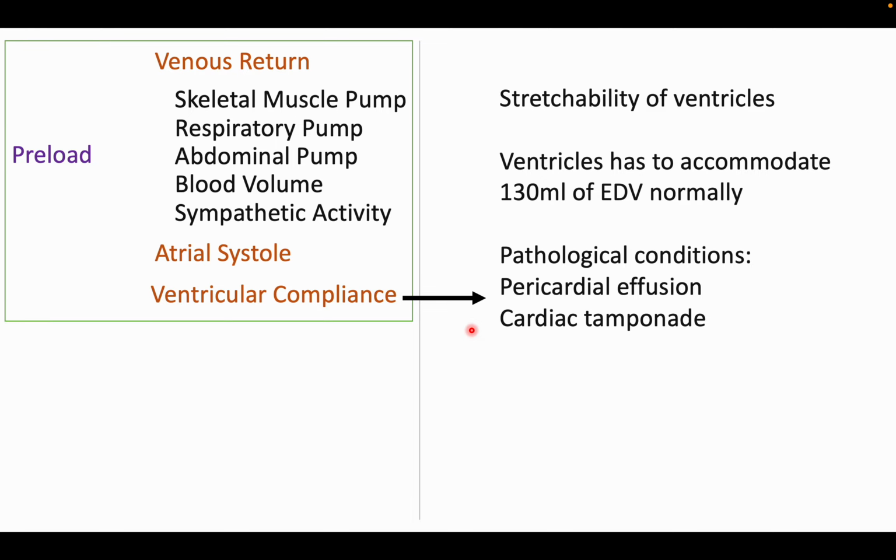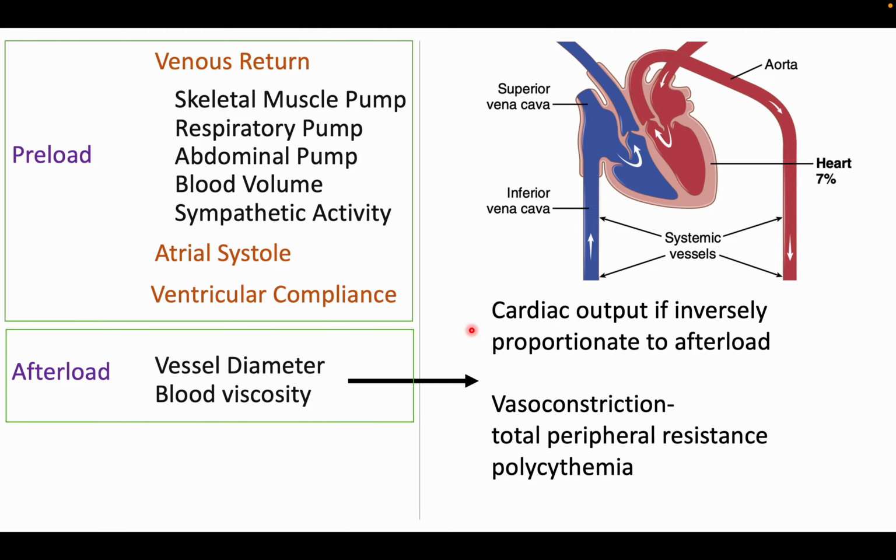This was about preload. Now we will see what afterload is. Afterload is the resistance against which the blood has to push, the load which comes into effect after the ventricles contract. It is total peripheral resistance, the resistance offered by arterioles. This afterload is affected by vessel diameter as well as blood viscosity. Cardiac output is inversely proportional to the afterload.